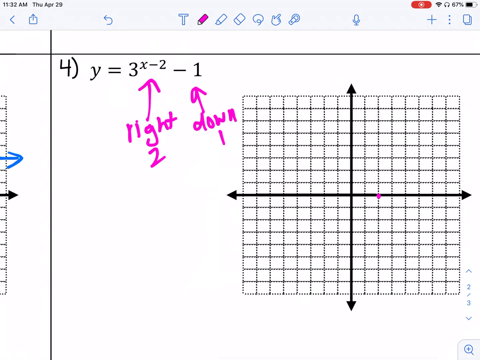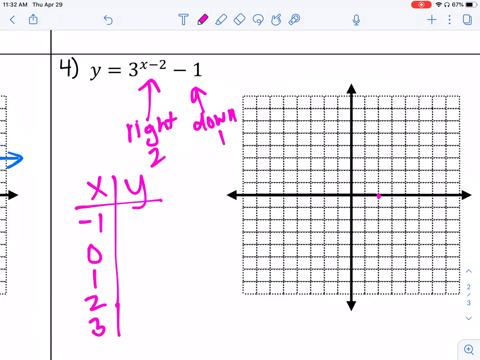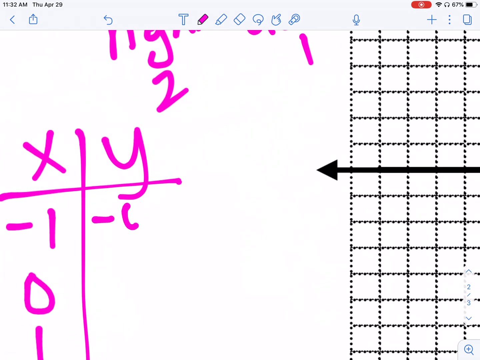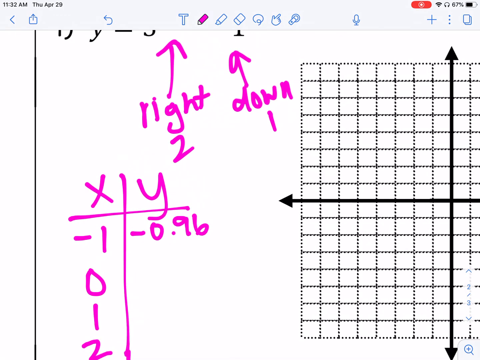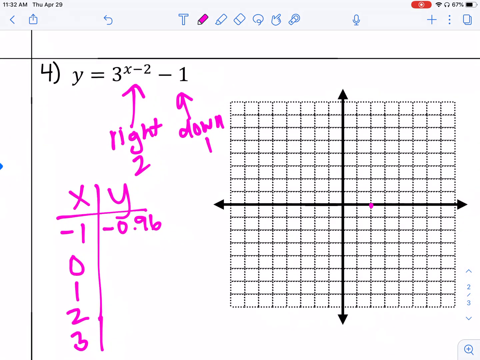Let's make a table to find the rest of the points. Or find a few points and then we can graph it. So let's do like negative 1, 0, 1, 2, and 3. How about? So if x is negative 1, that means we have 3 to the negative 1 minus 2. So we have 3 to the negative 3 power. And that gets us 0.037037 repeating. And then we subtract 1. So we get negative 0.96. Okay, so kind of ugly numbers with that one, but that's okay. We just know it's really close to negative 1.